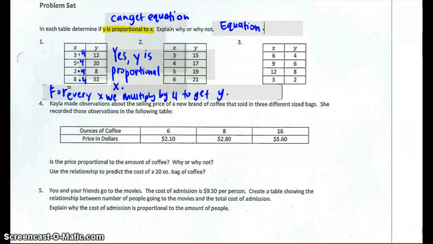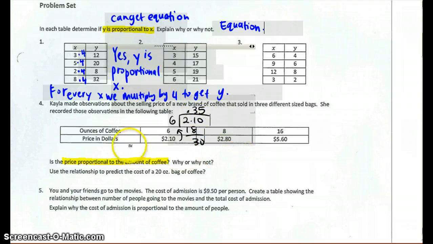Let's look at number 4. In this problem, now we're dealing with money, and this coffee is being sold by ounces, and we want to see if the coffee price is proportional to the amount of coffee. Now we notice that $2.10 for 6 ounces. If I simply took 2.10 and divided by 6, then what I'm going to get is 0.35, meaning 35 cents per ounce of coffee.